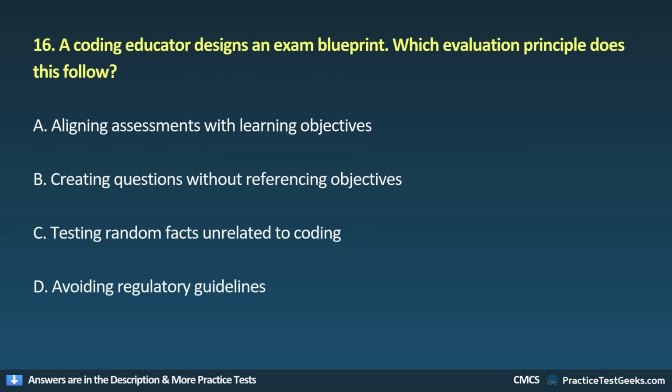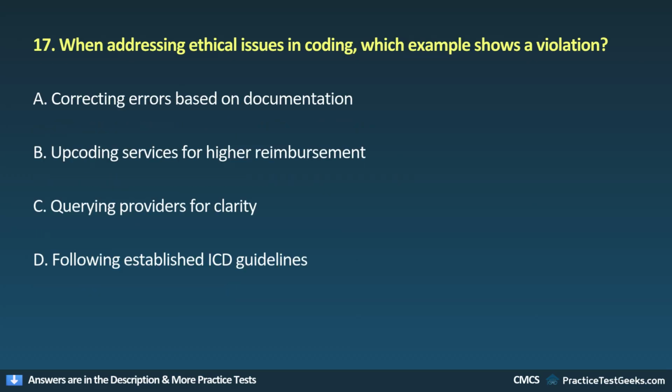16. A coding educator designs an exam blueprint. Which evaluation principle does this follow? A. Aligning assessments with learning objectives. B. Creating questions without referencing objectives. C. Testing random facts unrelated to coding. D. Avoiding regulatory guidelines.